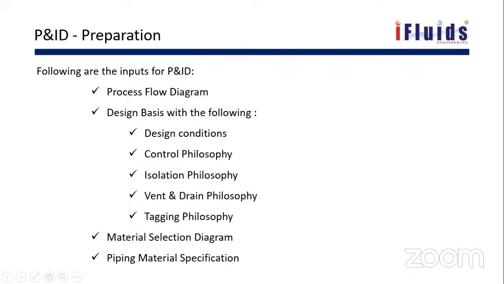And then the piping material specification. Piping material specification will give my pipe specification, like whether it will be a 150 pipe rating, 300, 600, 900 or 1500, and higher than that also. So those things will be defined in the piping material specification, which includes the piping thickness, schedule, all those things. Internal diameter, ID, OD, everything will be captured in the piping material.